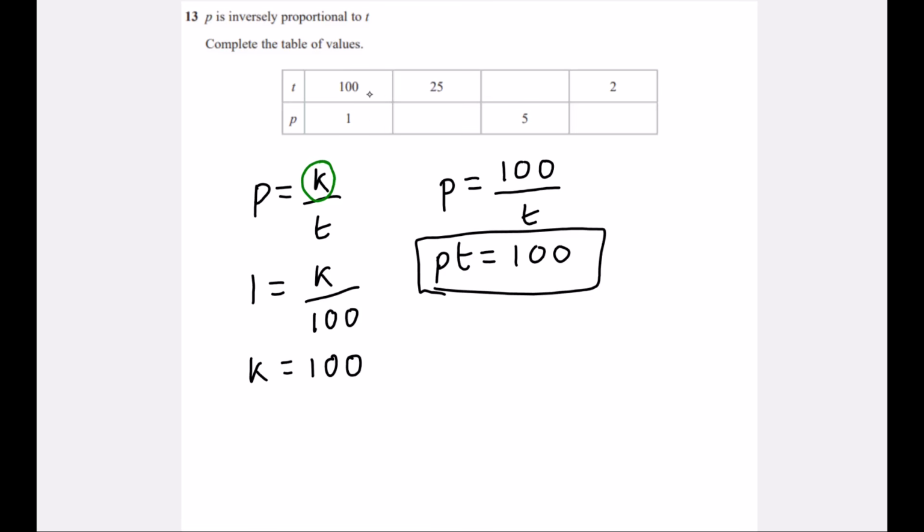They are two numbers that multiply to make 100. 1 and 100 multiply to make 100. 25 and 4, 5 and 20, and 2 and 50. So you can check they all fit this equation. So P is 100 divided by T. 1 is 100 divided by 100. 4 is 100 divided by 25. 5 is 100 divided by 20. And 50 is 100 divided by 2.